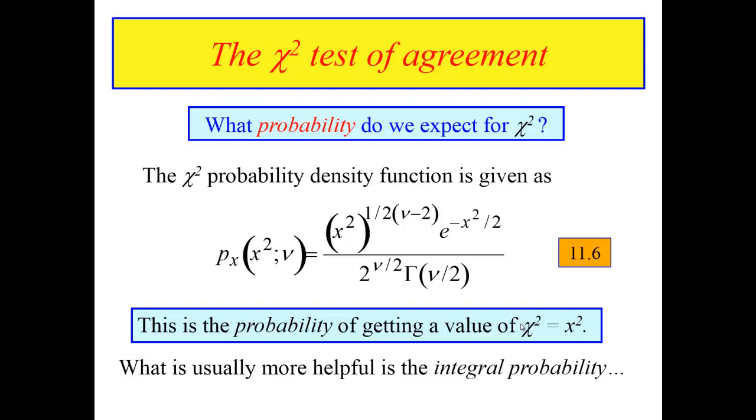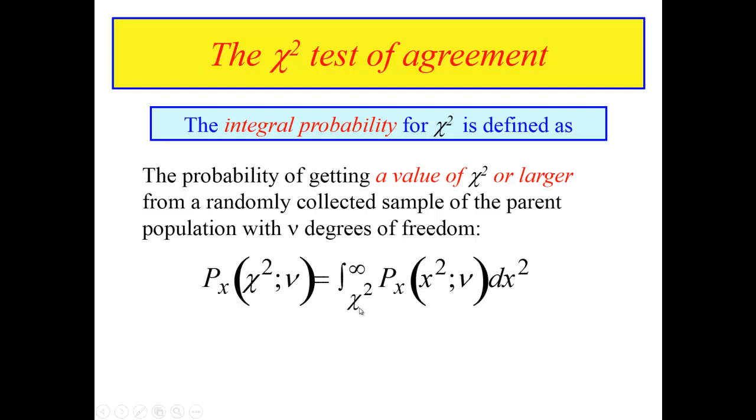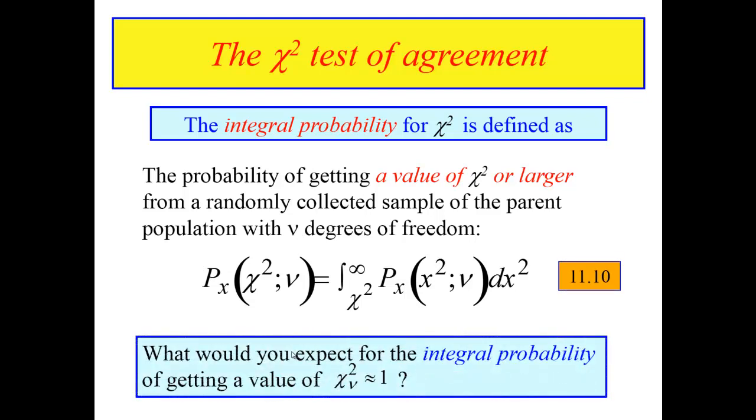But what's usually more helpful is the integral probability, which is the probability when we integrate the chi-square distribution from chi-square to infinity. It's the probability of getting a value of chi-square or larger from a randomly collected sample of the parent population that has a certain number of data points in it and thus a certain number of degrees of freedom. So, again, this is from Chapter 11. What would we expect that integral probability to be? So if the reduced chi-square value were about equal to 1, what would that probability be?